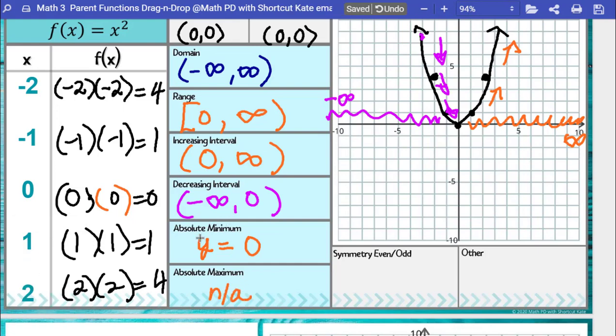And I'll go back and put that in black for you because I think it's easier for you to read. Okay, let's talk about symmetry. If you're symmetric over the y-axis, you can make that nice fold. And so this would be an even function.